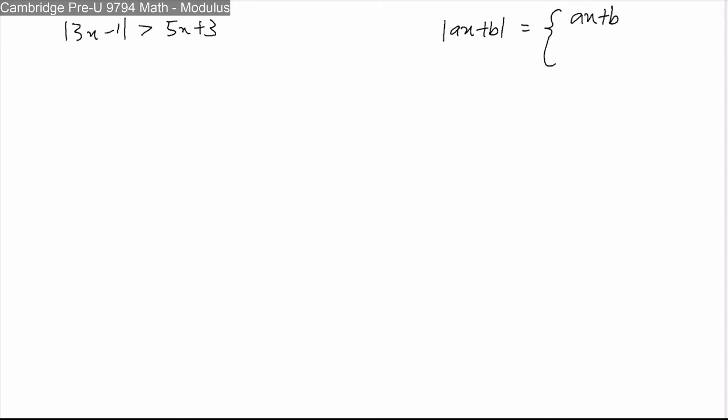If this ax plus b is a negative value itself, we will have to negate that negative value in order for us to always get the positive value. So this is what we mean by the modulus. So we will actually have 2 kinds of values.